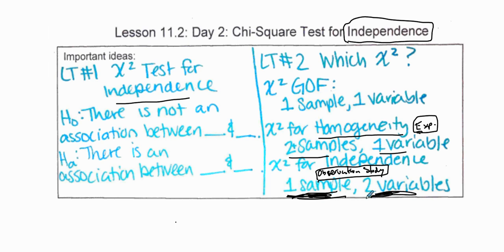So we're taking one sample, dividing it into categories of two different variables, and trying to see if there's any association between them. Goodness of fit, of course, is one sample, one variable, going through several different categories. So what do we do here? First off, if we're talking about independence, our null is that there is not an association between A and B. The alternative is that there is an association between A and B.